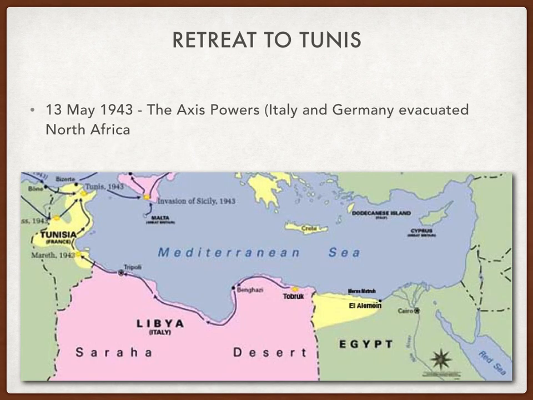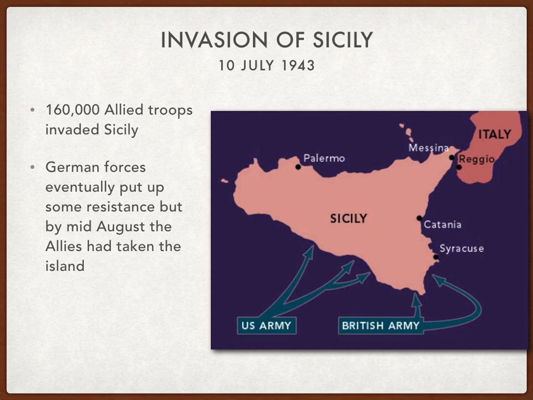As we saw when we were looking at the North Africa campaign, on the 13th of May 1943, the Axis powers, Italy and Germany, evacuated North Africa. They were defeated at Al Alamein here, pushed back up to Tunis, and in 1943 they evacuated North Africa. This then led to the invasion of Sicily on the 10th of July 1943.